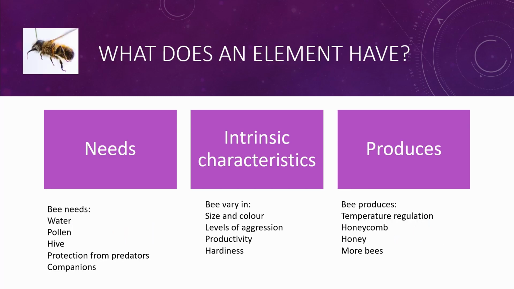What does an element have? The bee needs water and pollen, and a hive, and protection from predators, and companions. And it produces its own temperature regulation, honeycomb, honey, and more bees. But on the intrinsic characteristics, bees vary. They vary in size and colour, the levels of aggression, the productivity and hardiness.